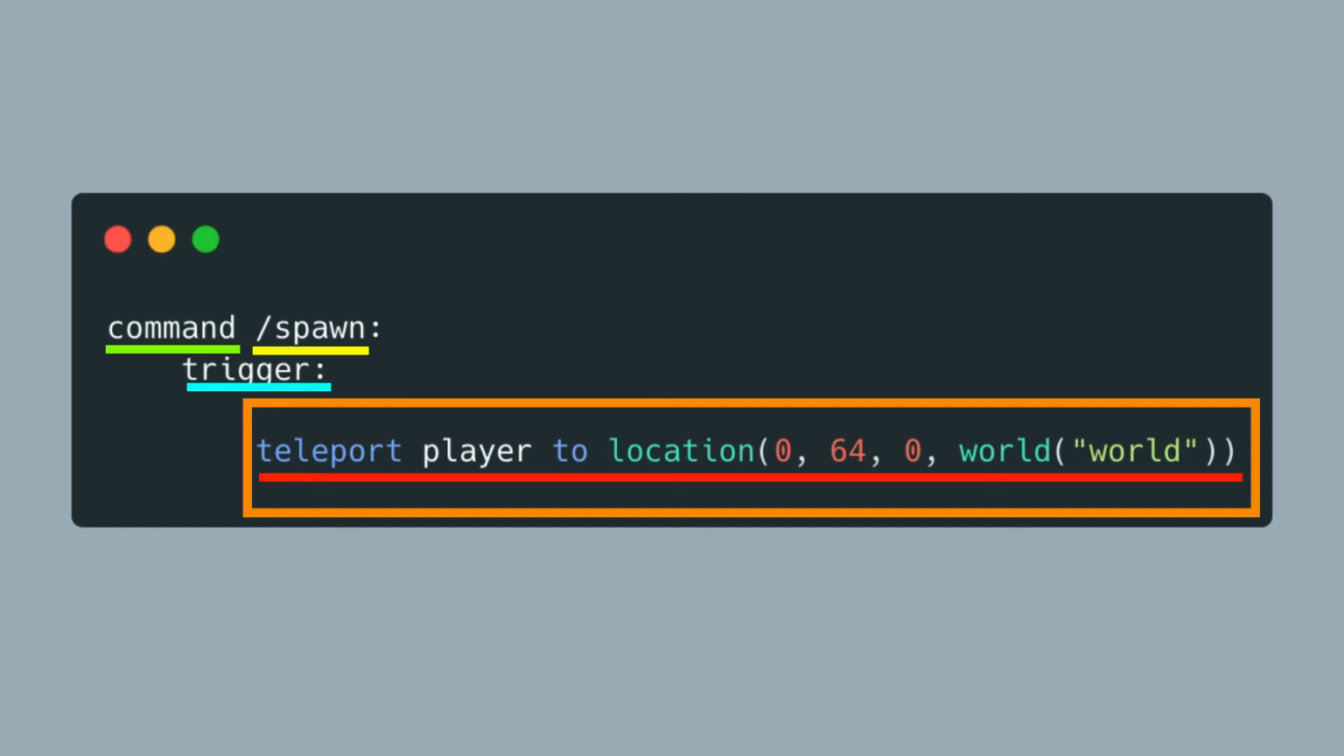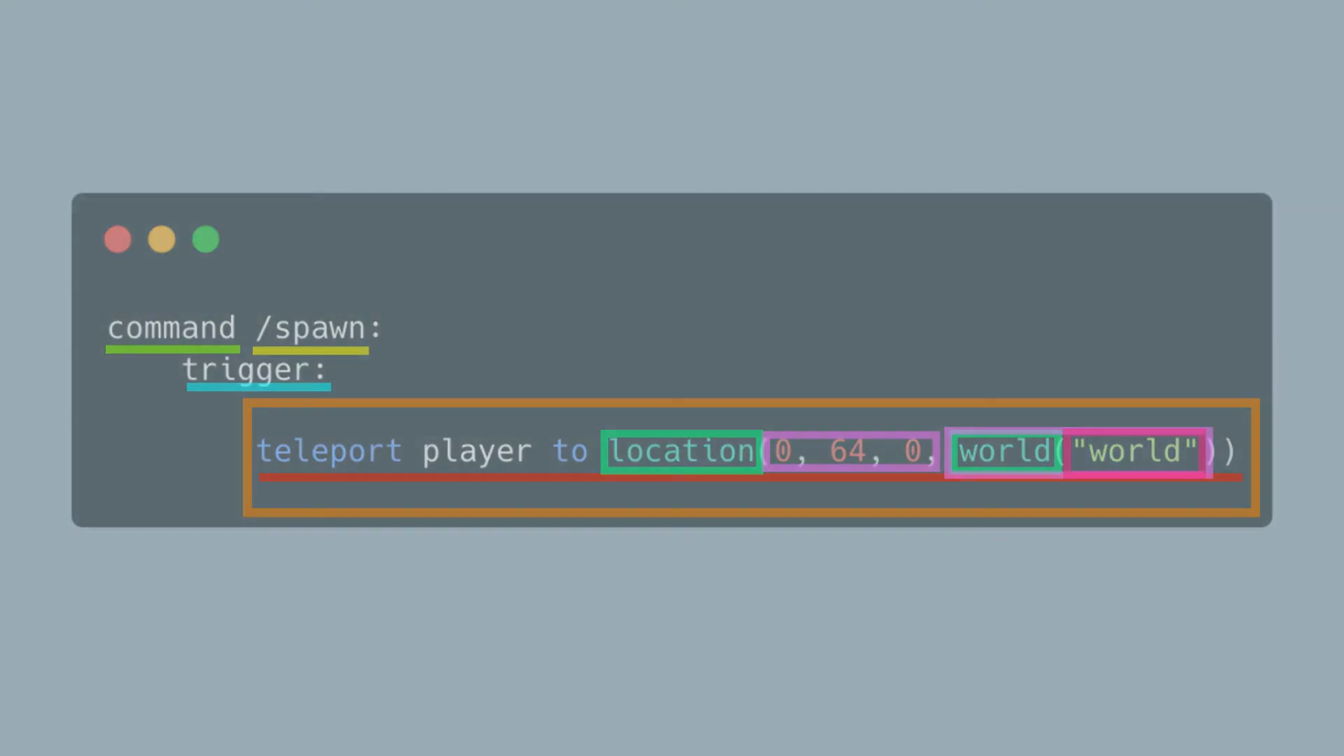So we actually have two functions inside of this. The first one is location and the second one is world. Each one of these takes in arguments. In the case of location, it takes in coordinates and a world. In the case of world, it'll take in a world name and then it will turn it into a world object. So the end result is we're teleporting a player to a location which is 0 6 4 0 in the world.